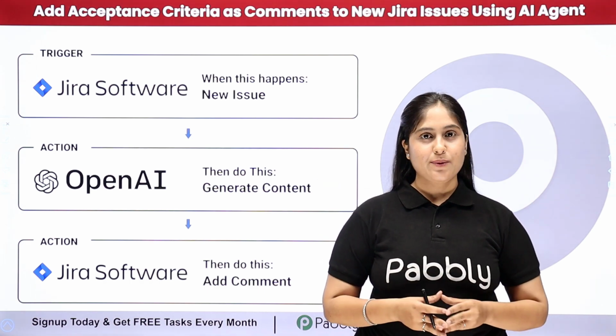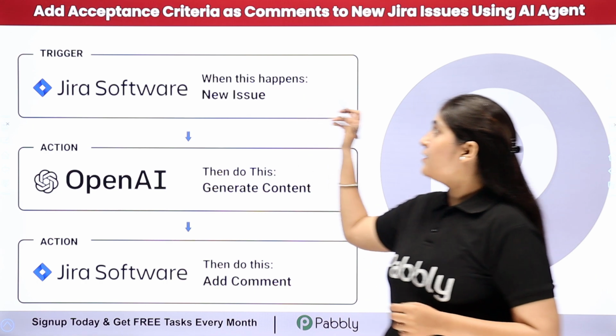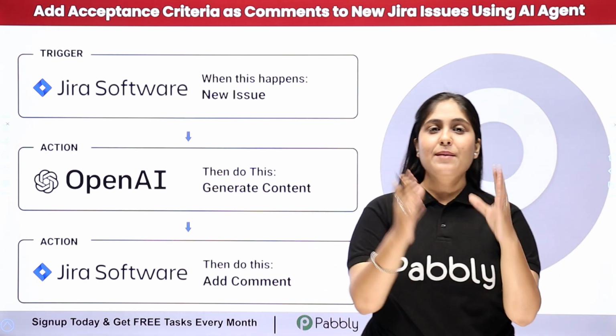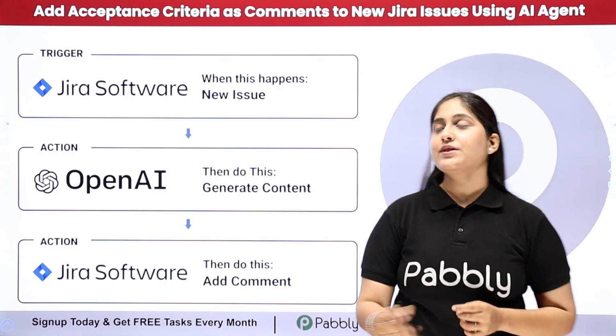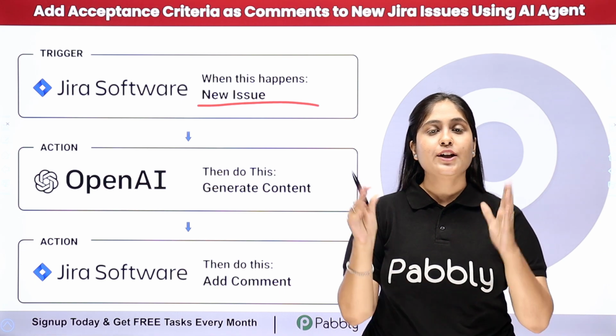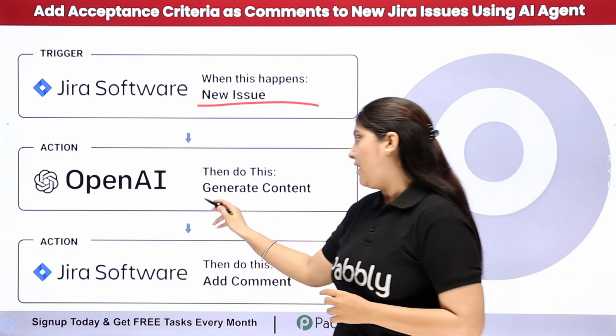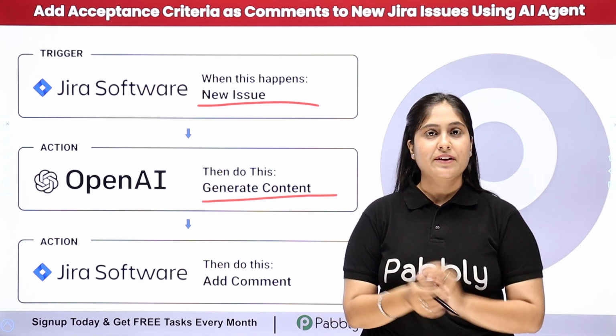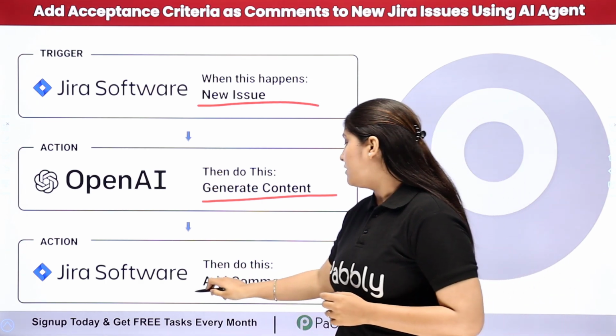In this video, we are going to understand how to add acceptance criteria as comments to new Jira issues using an AI agent. So here my objective is that whenever a new issue is created in my Jira account, then automatically using OpenAI, it should generate the acceptance criteria. And after generating the acceptance criteria, automatically that should be updated as a new comment on that particular issue.